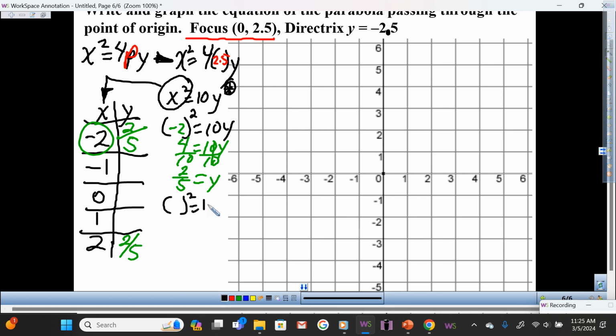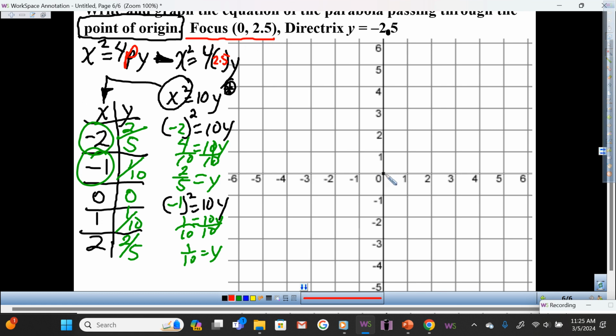Parentheses squared equals 10y. And now we're going to substitute -1. -1 squared is 1 equals 10y. Divide by 10. So therefore 1/10 equals y. And where else do I write 1/10, everyone? On +1. And the other one stays at 0. Why? Because it says here that it goes through the point of origin. Okay, so let's graph.